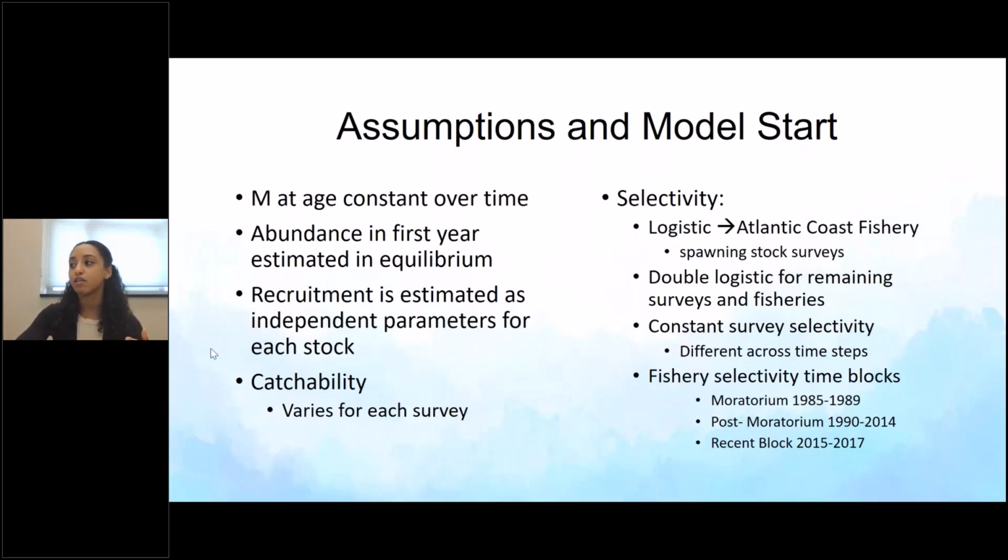But then for the fishery selectivity, we vary through time utilizing 3 selectivity time blocks, to account for changes in regulation over time. The first time block we have is a moratorium time block from 1985 to 1989. We also have a post-moratorium time block from 1990 to 2014, and then we have what we're calling just a recent block from 2015 on.